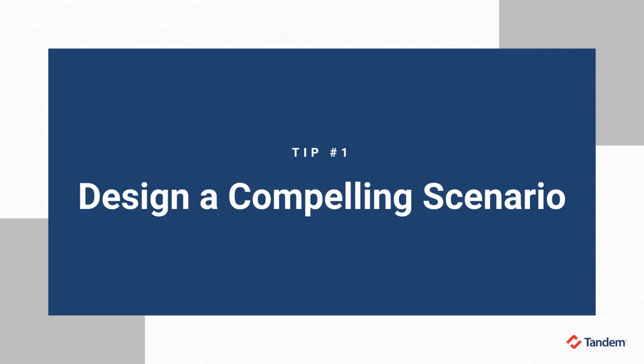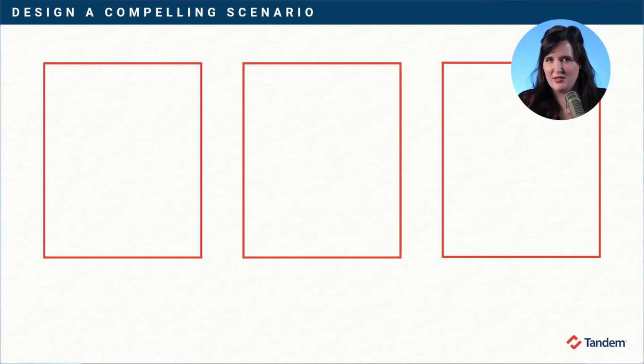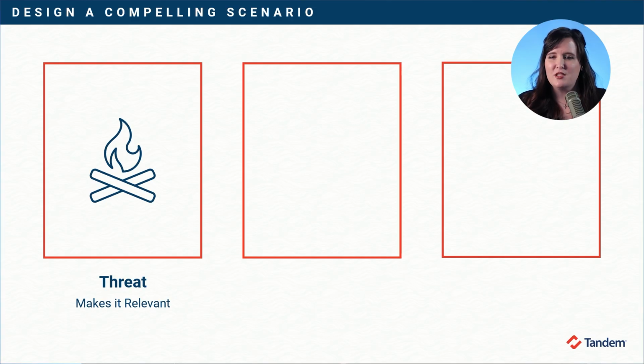The first tip I have for you today is design a compelling scenario. And I use the word design very purposefully. There are 3 things that you'll need. The first thing that you're going to need is a threat. The reason that you need a threat is because a threat is what makes your tabletop relevant. A threat ties the scenario directly to your organization's actual risks. You are not inventing something random. You are anchoring it to a real plausible thing that can happen. This is why most people start with a threat when they're creating a scenario. Think a fire, a phishing email, a ransomware attack, a zombie apocalypse, if that's more your flavor.